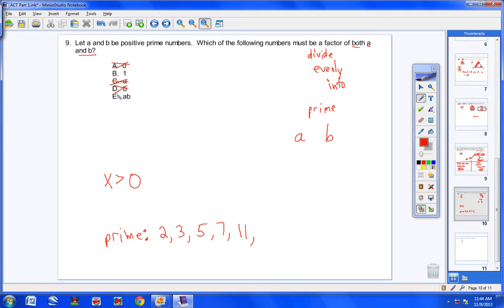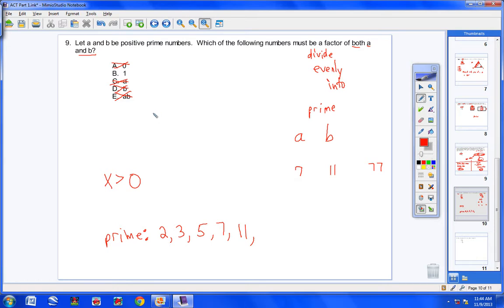Students, there's no way it's AB. Let me tell you why. Let's say A was 7. That's a prime number. Let's say B's 11, okay? They're saying A times B. Let's multiply these two numbers together and we get 77. Does 77 go into 7? No. Does 77 go into 11? No. Do you know why they put that there for an answer?